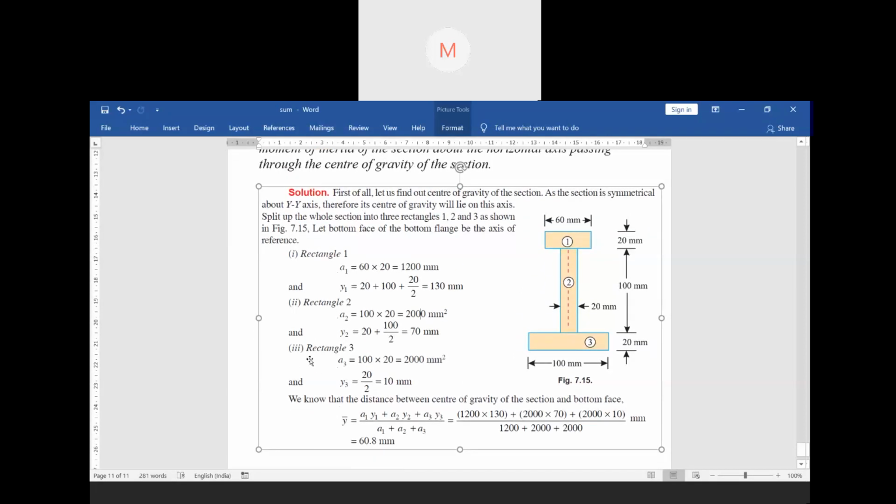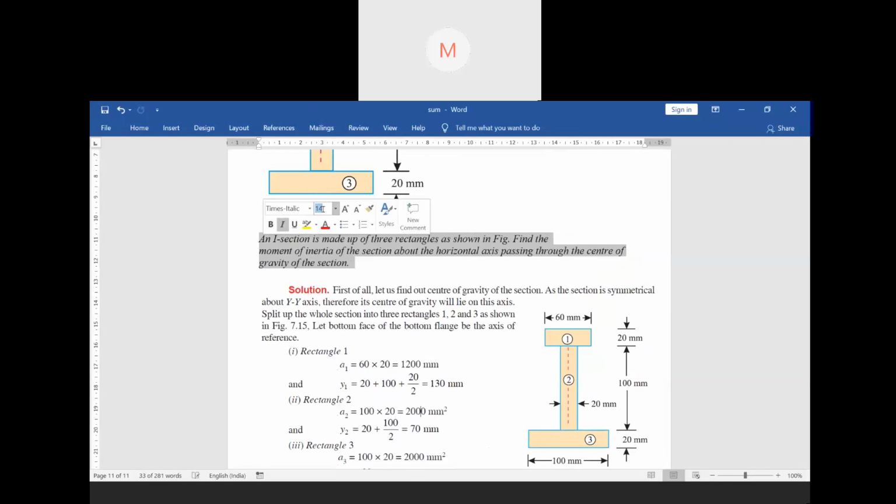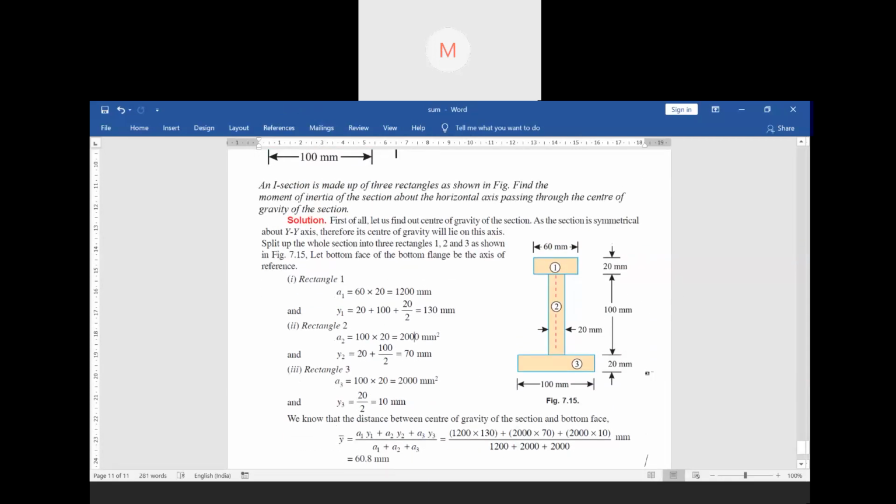Sir, the network is very low, sir. Yes, sir. Okay, okay, I'm sorry for that. I've been trying to connect. Wait, wait, wait. I'm giving you the solution. Just have a look at it.